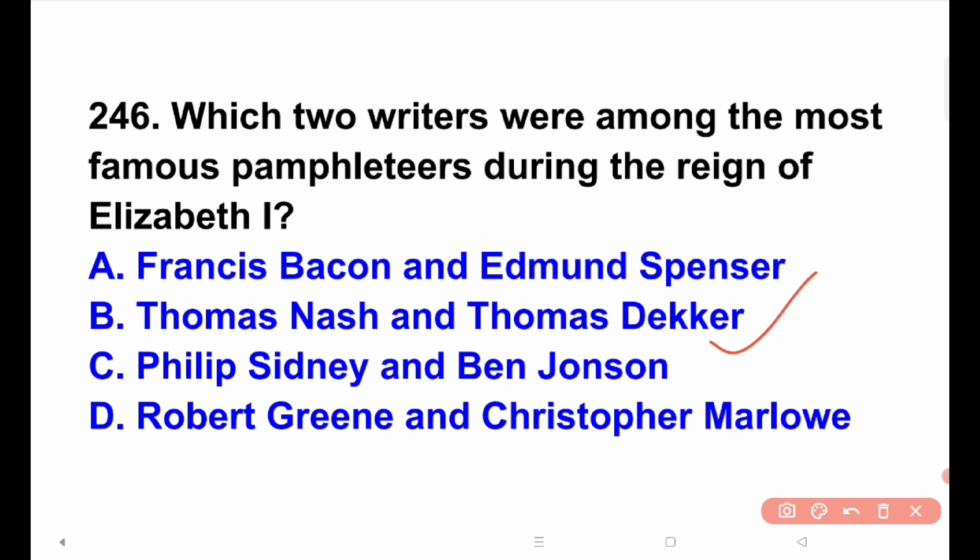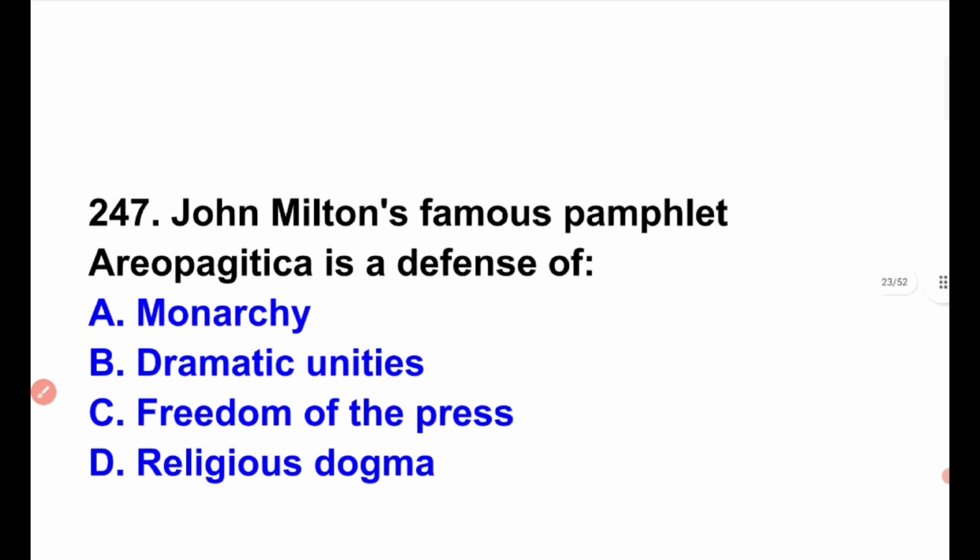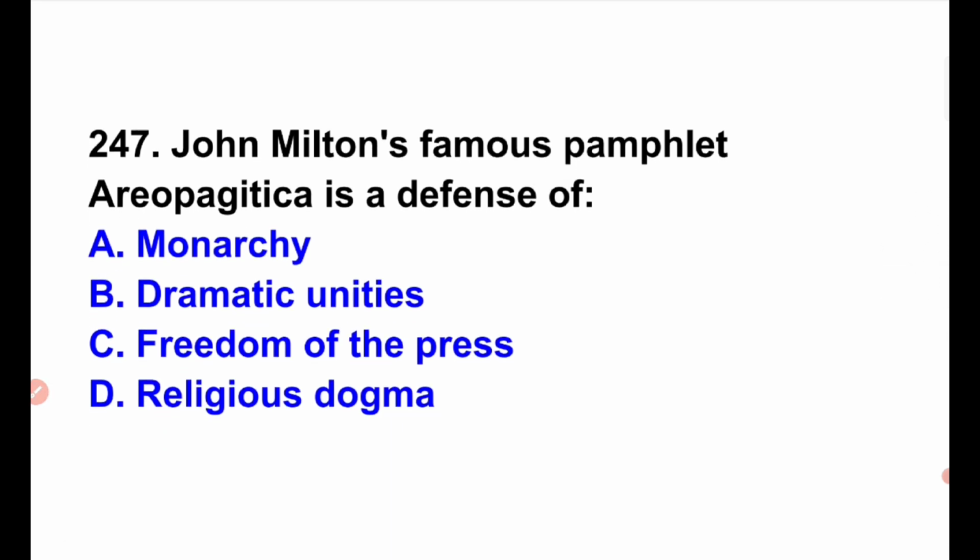Next, John Milton's famous pamphlet Areopagitica is a defense of option C, freedom of the press. Used in public debate, especially in the Elizabethan, 17th and 18th centuries.